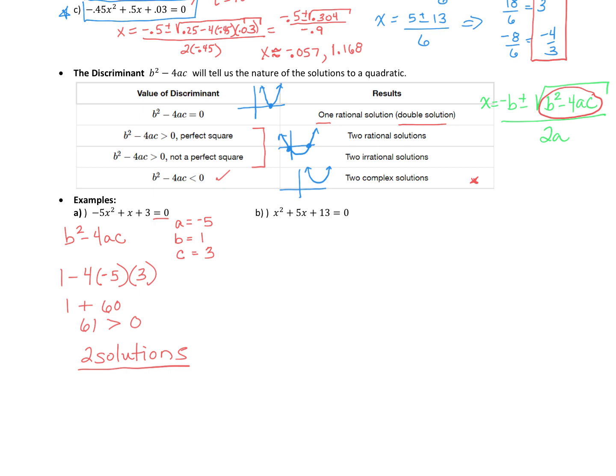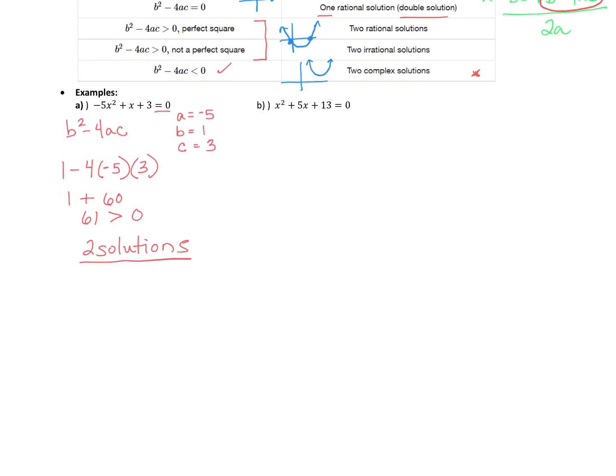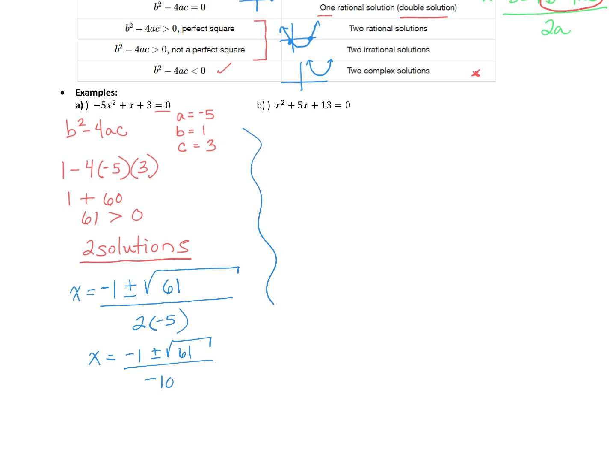For this next example, let me also pause and say, if I then wanted to find my quadratic equation solutions, I could say x equals negative b plus or minus, I've already calculated b squared minus 4ac, all over 2 times negative 5. So 61, I believe, is prime, we'll get negative 10. Okay, let's do the same thing for this next one.